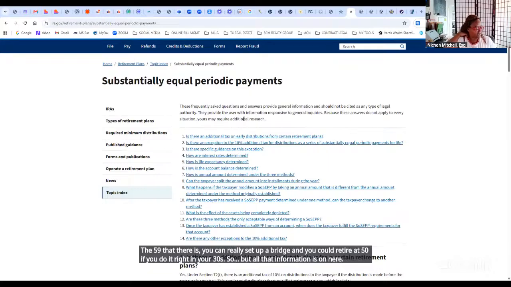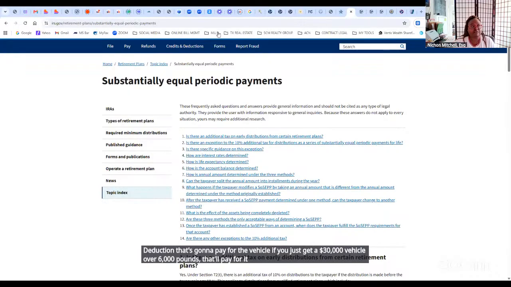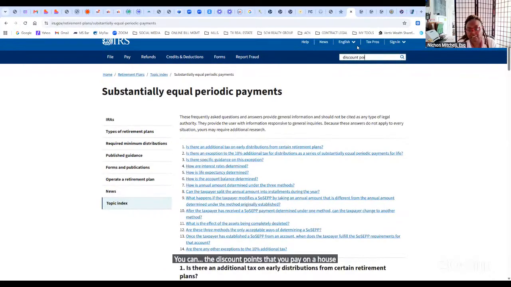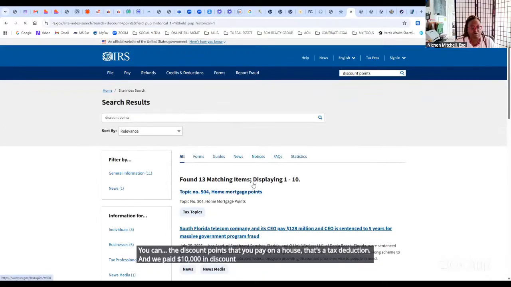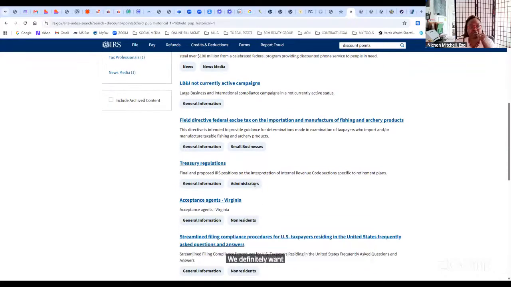There's a deduction right now. If you buy a vehicle 6,000 pounds or over, you get like a $30,000 deduction. That's gonna pay for the vehicle. If you just get a $30,000 vehicle over 6,000 pounds, that'll pay for it. If you have recently bought a house like we did and you have discount points, the discount points that you pay on the house are a tax deduction. And we paid $10,000 in discount points.